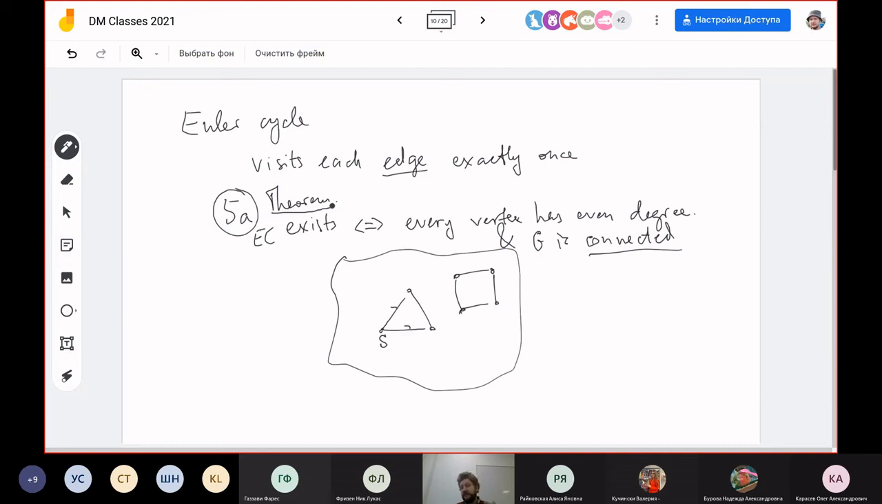Maybe the graph is connected and each vertex has an even degree, but nevertheless it does not have an Euler cycle. And I think proving this theorem along with solving 5b will be left for the next class. I will have to stop in 5 minutes, and therefore I will announce the necessary notions for problem 6.